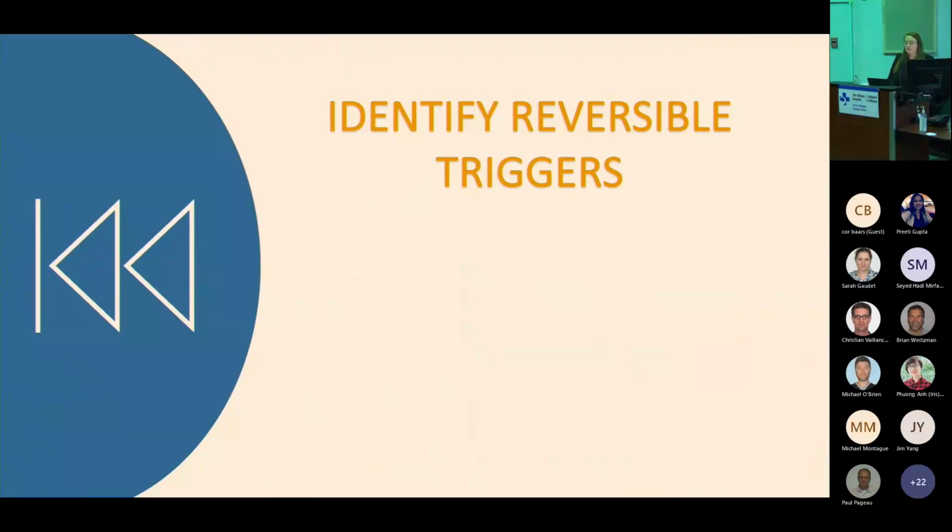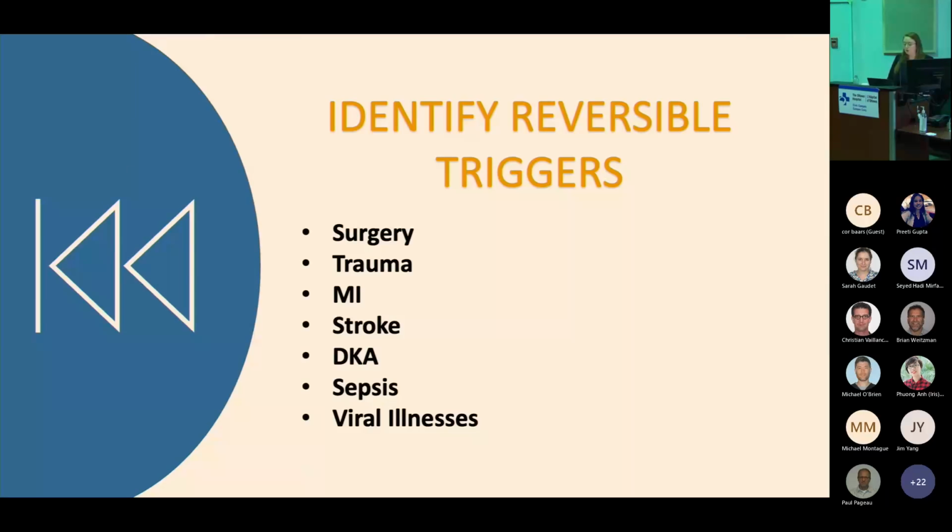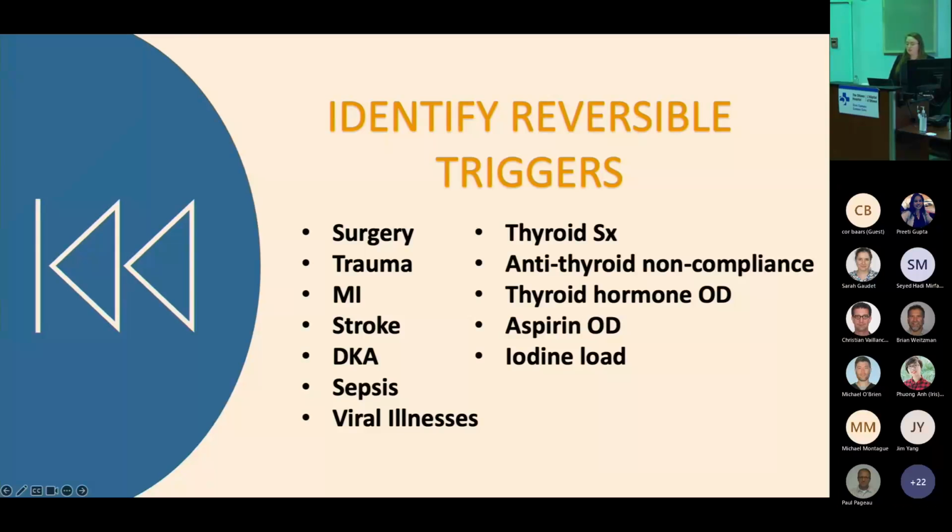The second step is to identify reversible triggers. Oftentimes, this is infection, and a full septic workup is essential. Other considerations, though, include surgery, trauma, MI, strokes, DKA, and hypoglycemia. In addition to thyroid-specific precipitants, such as recent thyroid surgery, discontinuation of antithyroid medications for those who have Graves' disease, thyroid hormone overdose, aspirin overdose, or an iodine load.